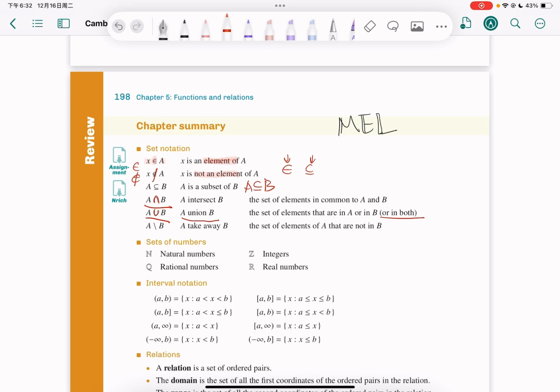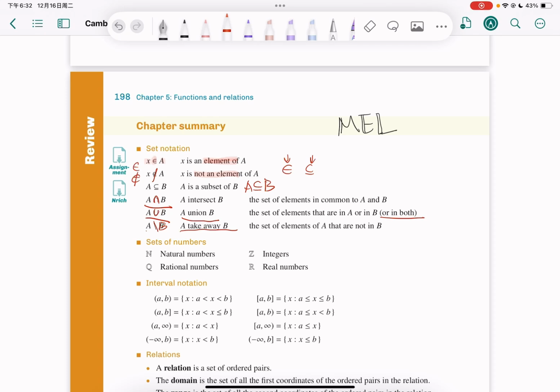And what about A take away B? So the set of elements of A that are not in B. So elements in A and not in B. So we say A and then without B, like that.